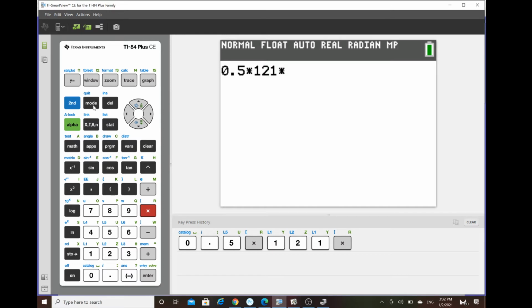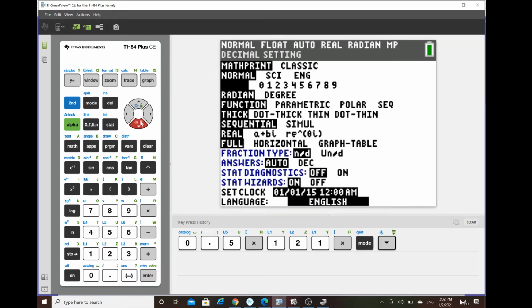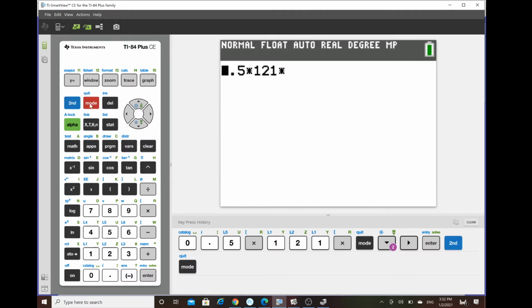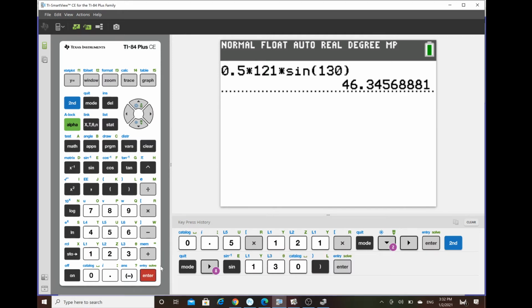Making sure that the mode here is using degrees, so let's switch the mode from radian to degree. Okay, going back to the normal screen. So 0.5 times 121 times sine of 130. There you go. So the area of this obtuse triangle is about 46.35 square units.